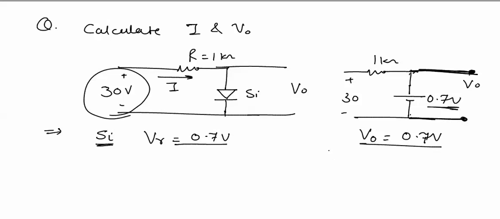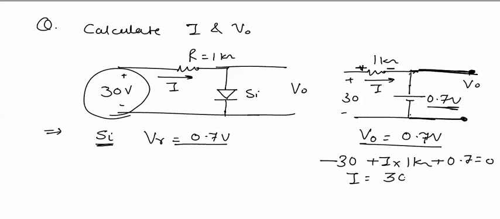Also, current I can be calculated. This will be the current I through this resistance, and this will be the voltage drop across it. Minus 30 plus I into 1 kilo ohm plus 0.7 volt equal to 0. From this KVL equation, I will be equal to 30 minus 0.7 divided by 1 kilo ohm, which is 29.3 milliamperes. This will be the current through the diode, and this is the voltage across the diode.